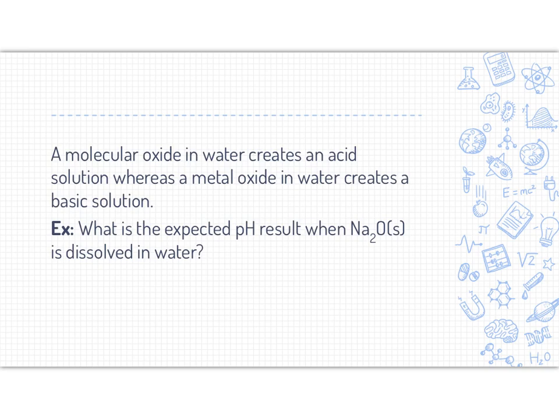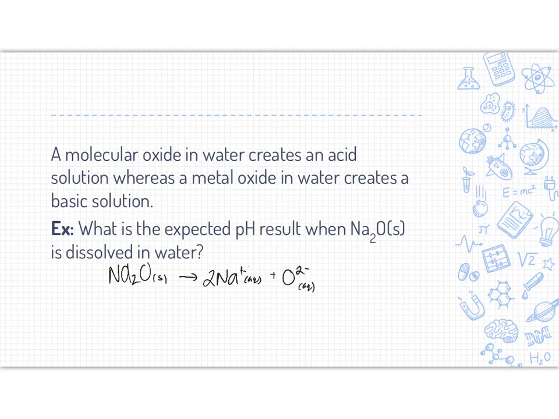What is the expected pH result when Na2O is dissolved in water? Well, we just said it's a basic solution, so we would expect that litmus will be blue. But let's prove that. So Na2O is an ionic compound. And the first step is to dissociate it if it is soluble. Everything with sodium is soluble, so we're going to get 2Na+ and an O2-.